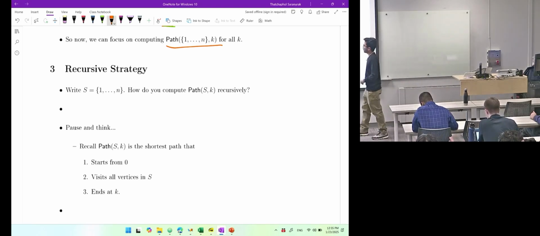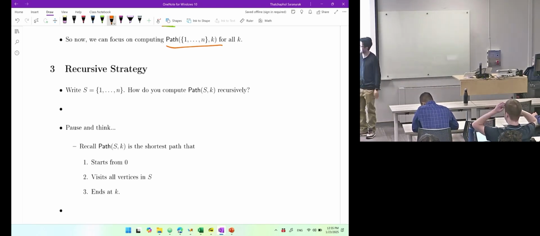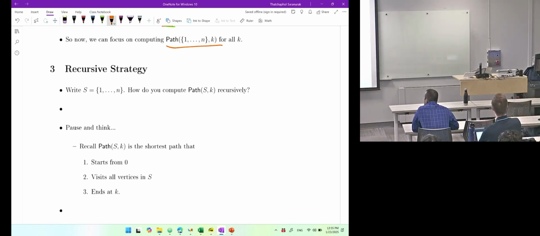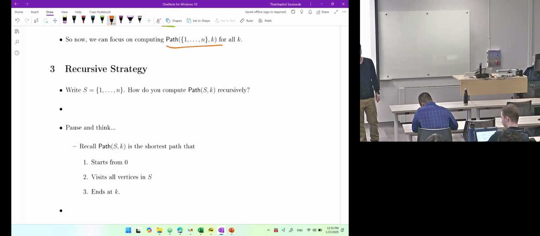So maybe I give you like 2 minutes in class to think about how would you come up with a recursion for this. Yeah. Would it be the min of all paths of S excluding K? Is this what you suggest as the solution right now? Let me give you 2 minutes and then everyone can try to think about this.